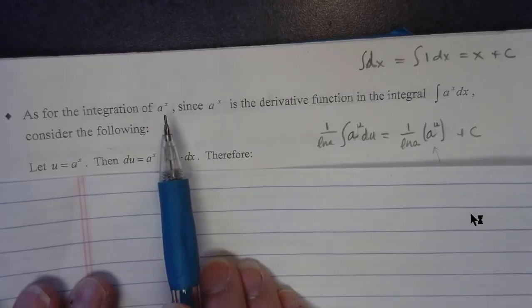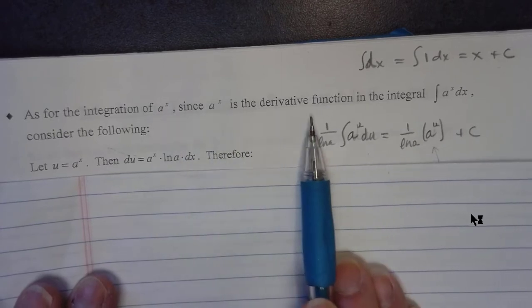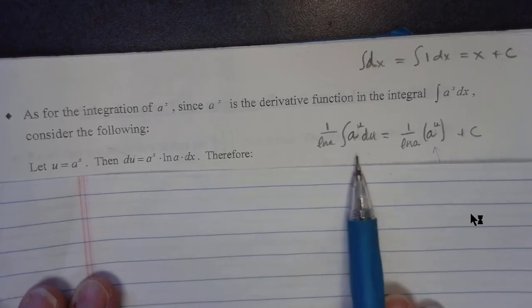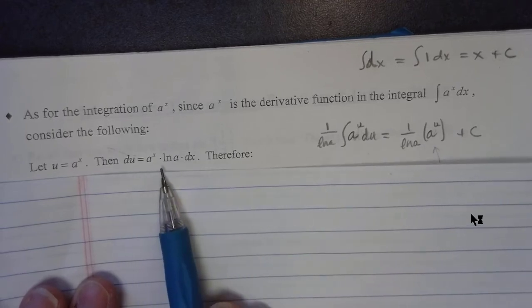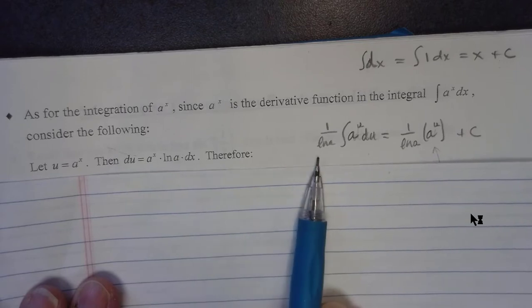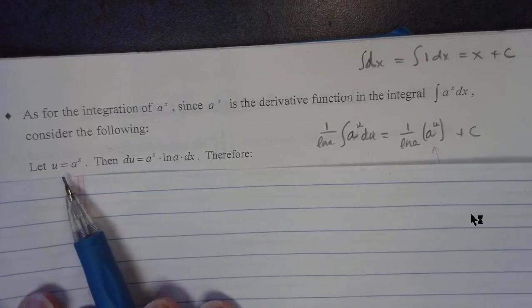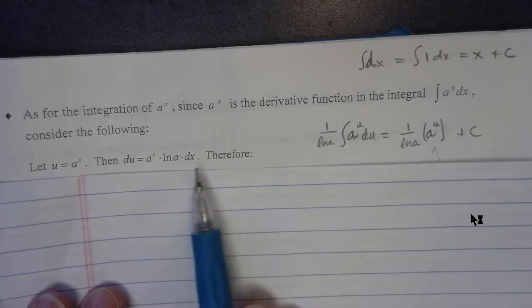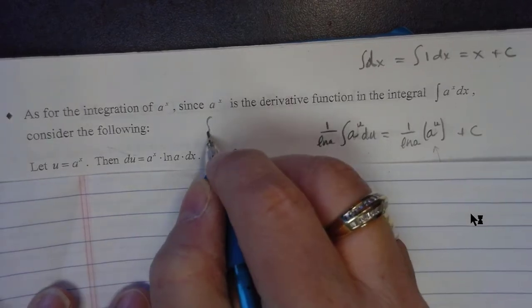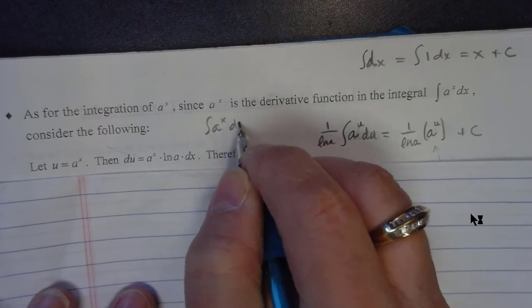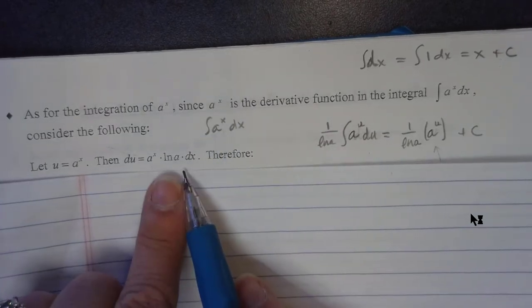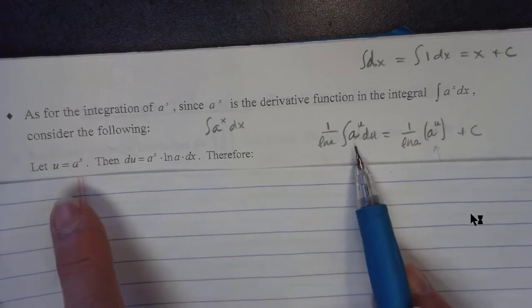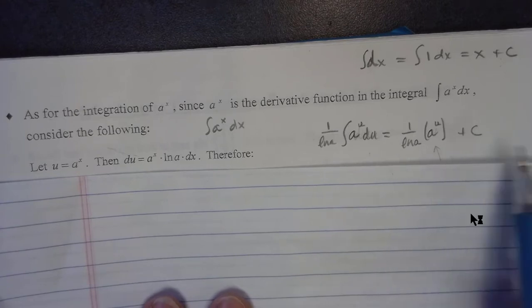So as for the integration of a to the x, since a to the x is the derivative function in our integral, remember we needed ln a, so I'm going to multiply and divide by the ln a in order to get what we need. So if u is a to the x, du is a to the x, natural log of a dx, and so from our last problem, integral of a to the x dx, we need to multiply by ln a and divide by ln a so that we have a to the u du. And so that is the anti-differentiation.